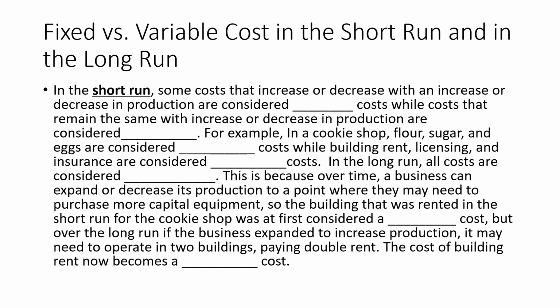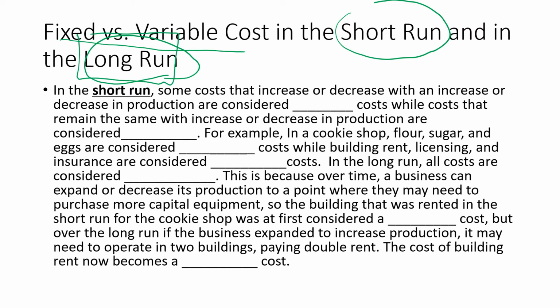Okay, now we're going to differentiate fixed and variable costs as they relate to the short run and the long run. So the short run just means in a short period of time. The long run refers to a long period of time over many, many years. So in the short run, some costs increase or decrease with an increase or decrease in production, and those are our variable costs. Okay, if they increase or decrease as we increase or decrease production, those are variable costs.